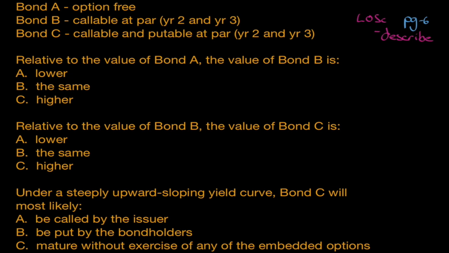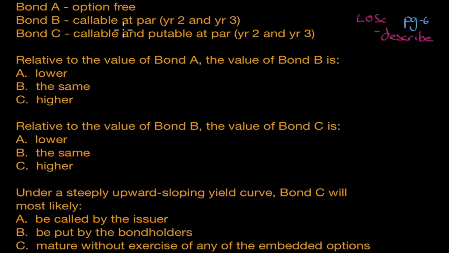Let's make sure we understand what we're doing here. Bond A, B, and C. Bond A is option free, our straight bond. Bond B is a callable bond at par in year 2 and year 3. And bond C is both callable and puttable at par in year 2 and year 3. We get that? Great. Relative to the value of bond A, the value of bond B is lower, the same, or higher.